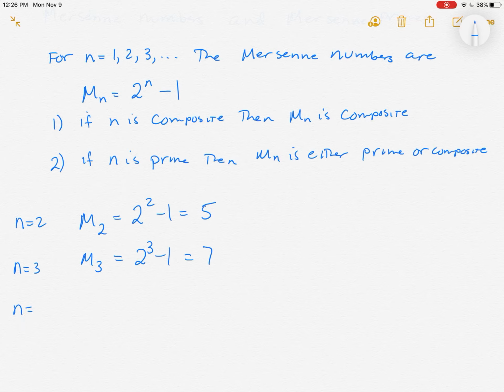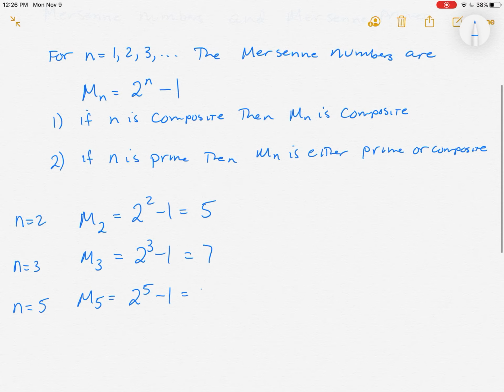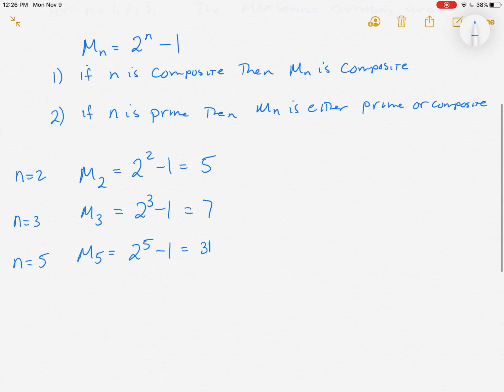And so he probably was really excited, like, hey, I found a way to get prime numbers. And let's see, 2 to the 5th minus 1. 2 to the 5th is 32, and 32 minus 1 is 31. And that's also prime. Awesome. Well, let's take a look at 7. That's the next prime number. M sub 7 would be 2 to the 7th minus 1. Now I'm going to have to grab a calculator for this one.